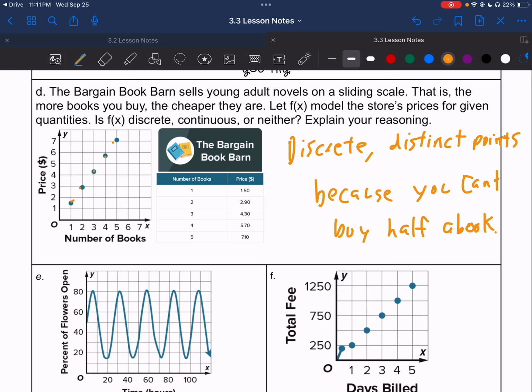You can't buy half a book, so you are only buying books in quantities of one, in counts of one. One, two, three, four, five, six, seven, etc. So you can't have half a book. So it's going to be discrete. It's not going to be a continuous line where you could have fractional values of books. That doesn't make sense given the context of this scenario.